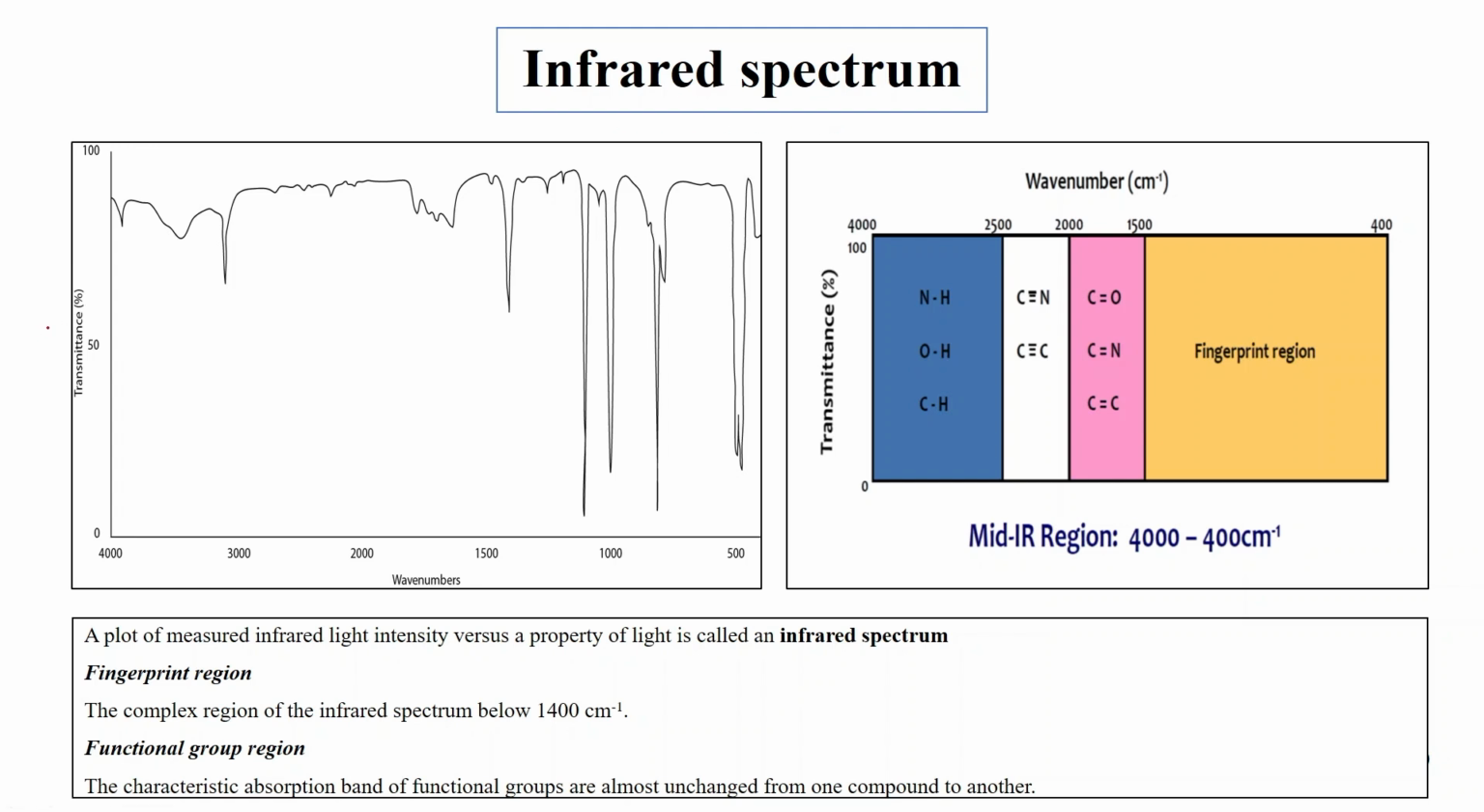Now this is how the IR spectrum looks. Here the graph is between transmittance and wave number. Wave number is always on the x-axis, and most of them are given in centimeter inverse, which is followed internationally. The mid-IR region ranges from 400 to 4000 centimeter inverse, as already told. The fingerprint region is around 400 to 1400, and 1400 to 4000 is your functional group region.